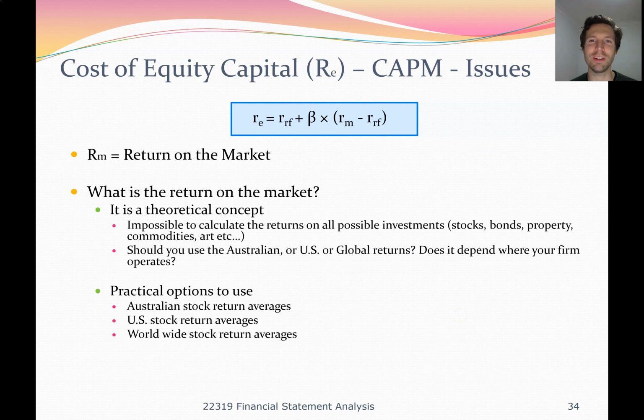The next term of the capital asset pricing model we want to look at is Rm, which is the return on the market.